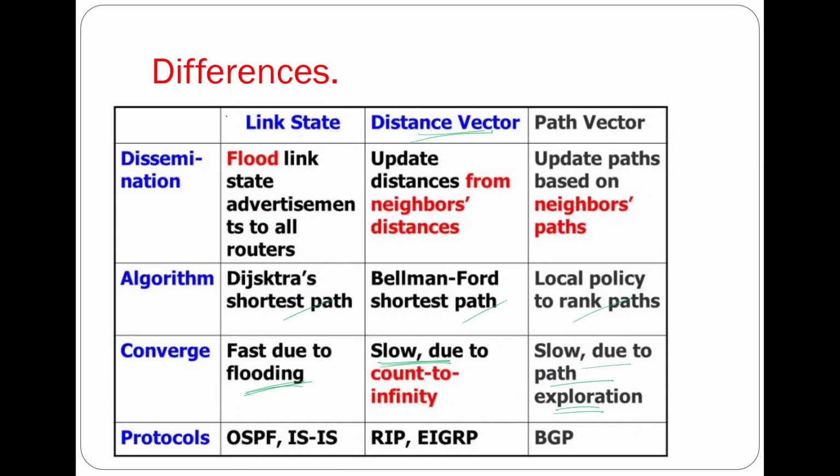And what are the protocols used? For link state, that is OSPF, Open Shortest Path First. For distance vector, that is RIP. And for path vector, that is BGP. These are the protocols used in the different types of routing algorithms.